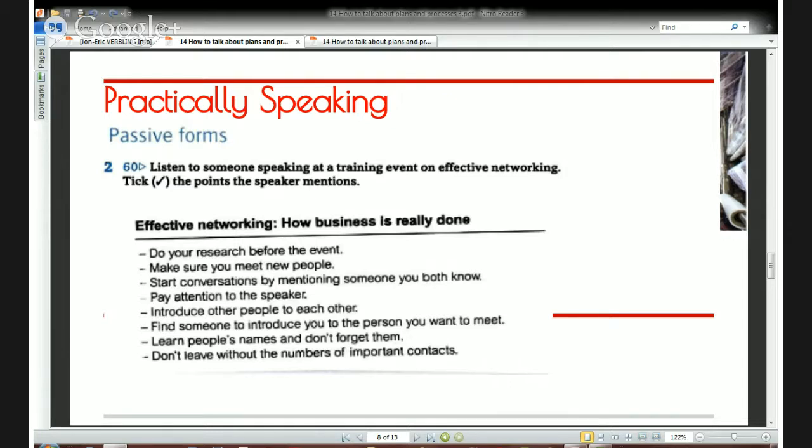Something else to remember is, I think that's the end. Okay. So that was the end of the beginning of the speech.